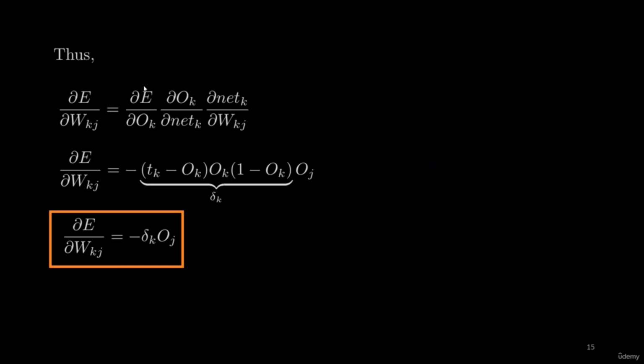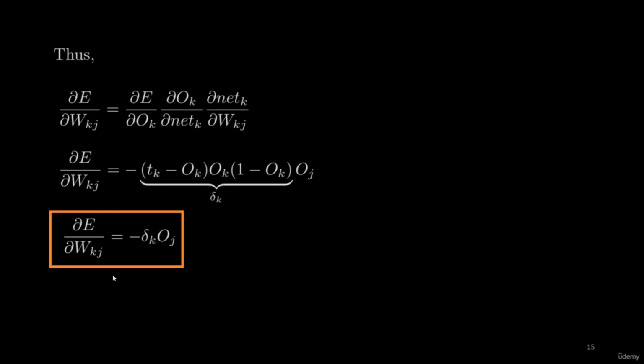So we know that the value of this term is minus (tk minus ok). The value of the second term was ok (1 minus ok). And we have just calculated the value of the third term, which is oj. So if we put all these values, we will get the equation like this. And we know that this is our error signal, that is delta k. If we replace these terms by our error signal delta k, we will get this.